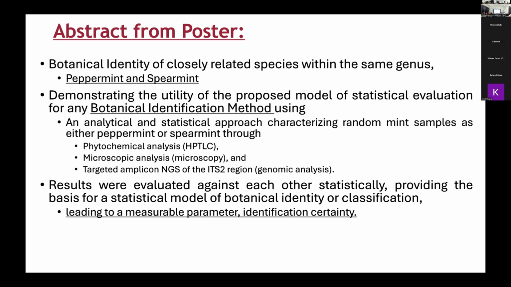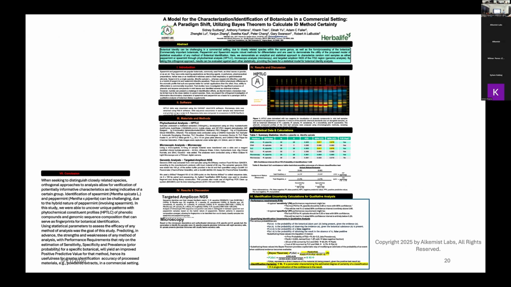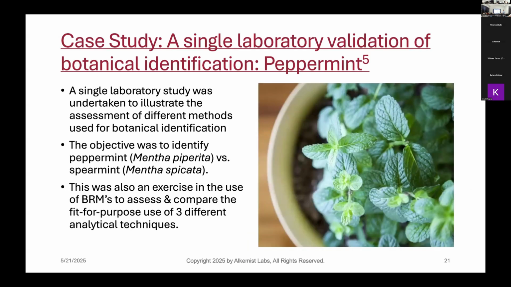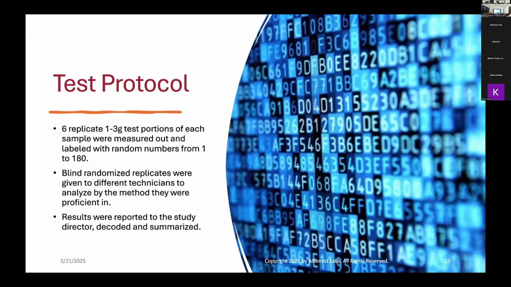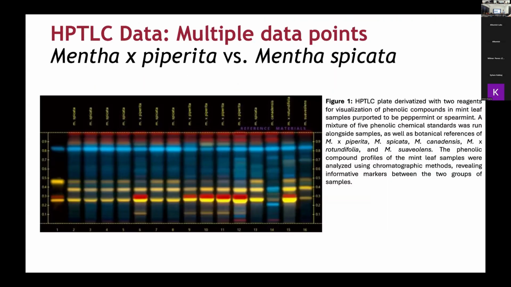And now we have 30, and we put them together. Now we have 60 randomly organized samples, tested by TLC, microscopy, and DNA to see if they can get positive results for the actual identity of those materials.